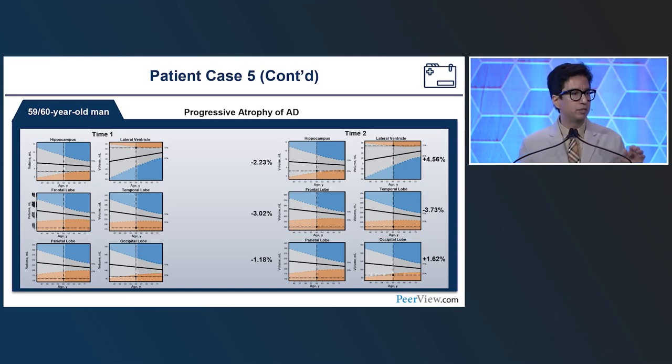And so why is that important? Because progressive atrophy, not just low brain volume at any one time point, is a key finding in Alzheimer's disease and neurodegenerative disease in general. And so longitudinal imaging is going to be very important.